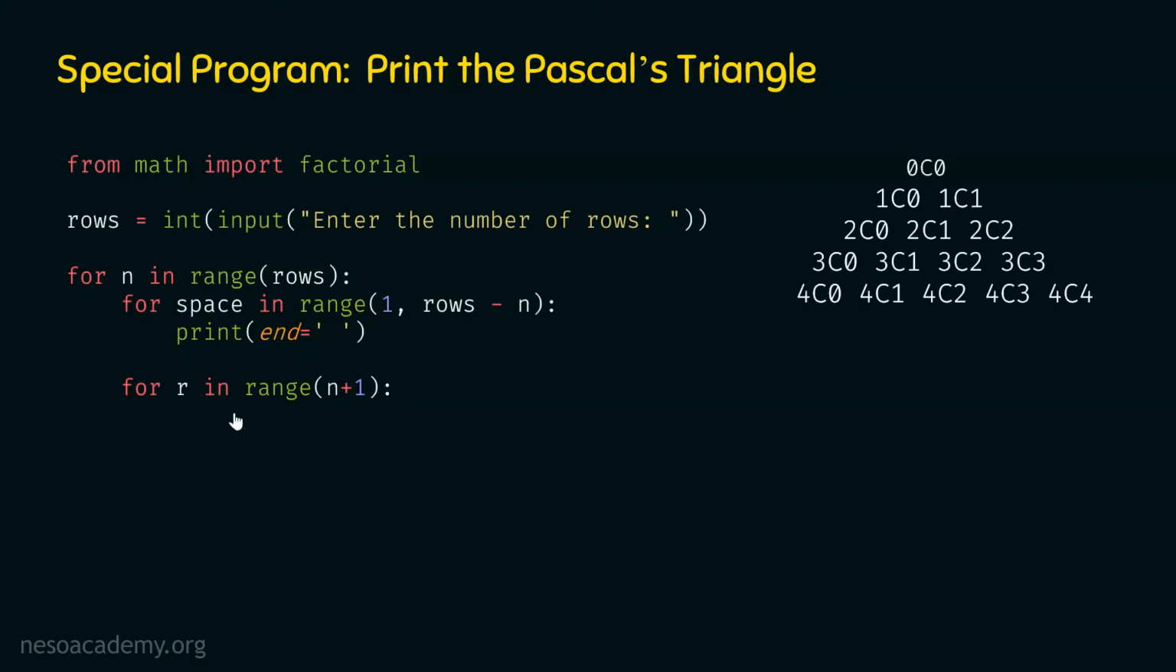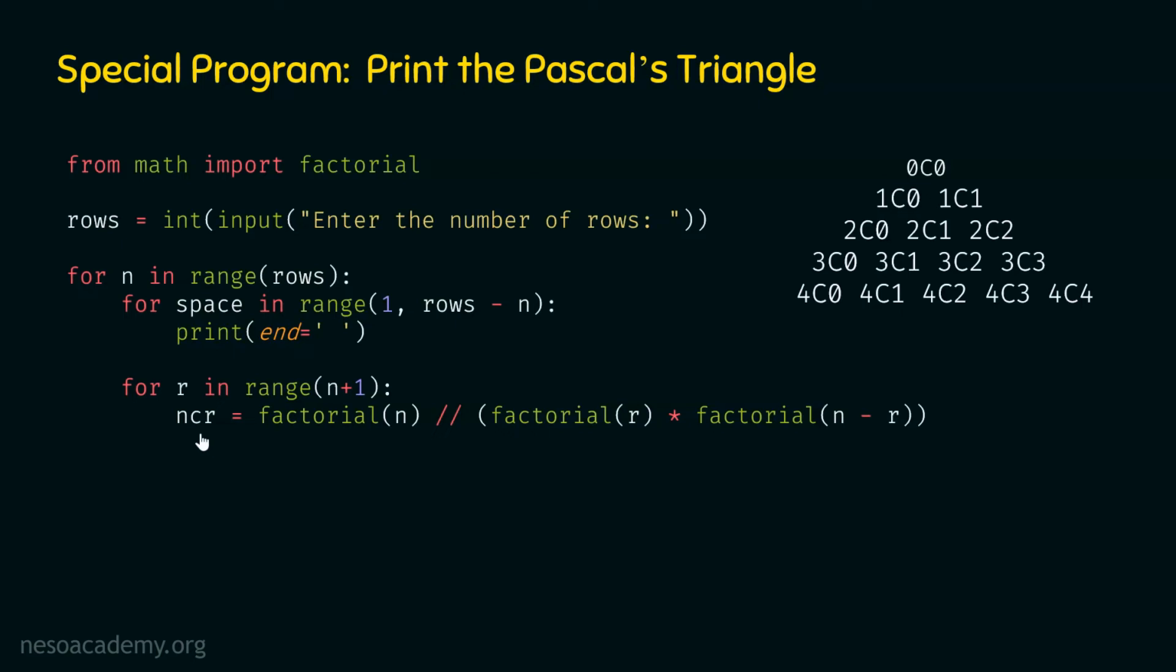So within this for statement, we first need to calculate the value of NCR. So NCR, this is the name of the variable, is equal to factorial n divided by factorial r into factorial n minus r. This is the same formula of NCR. We first need to calculate the factorial of n, then factorial of r, then factorial of n minus r, and eventually we need to perform these basic operations.